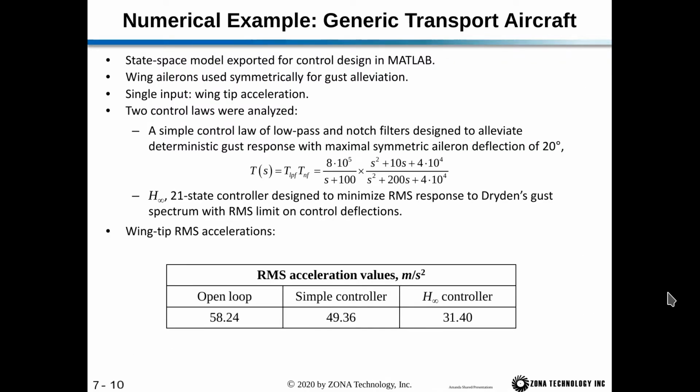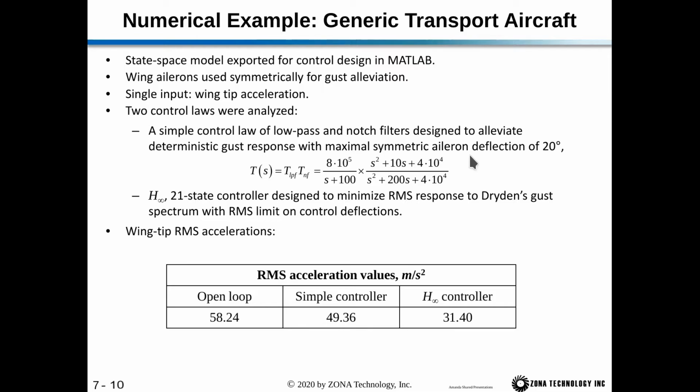So we'll look at a numerical example of a generic transport aircraft. The state space model generated by ZAERO has been exported to MATLAB for control design. We use the wing ailerons used symmetrically for gust alleviation. It has a single input, which is the wingtip acceleration, and we're analyzing two control laws. A simple control law of low pass and notch filters designed to alleviate deterministic gust response with a maximal symmetric aileron deflection of 20 degrees. And we have this resulting transfer function.